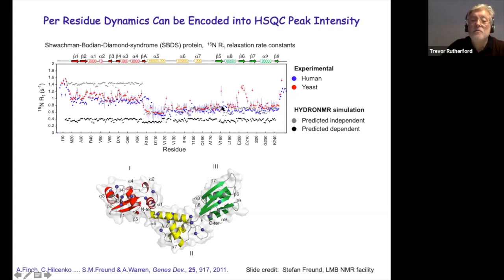And what we can also see in this particular case is we're comparing human and yeast protein. And you can see that this beta-6 strand in this position in the yeast protein is not folded with the rest of the protein. In other words, this beta-6 strand comes out and is independently rotating, much more flexible than the rest. There are not many techniques that can pull out that kind of detail that Stefan Freund has got here from the backbone dynamics of this protein.